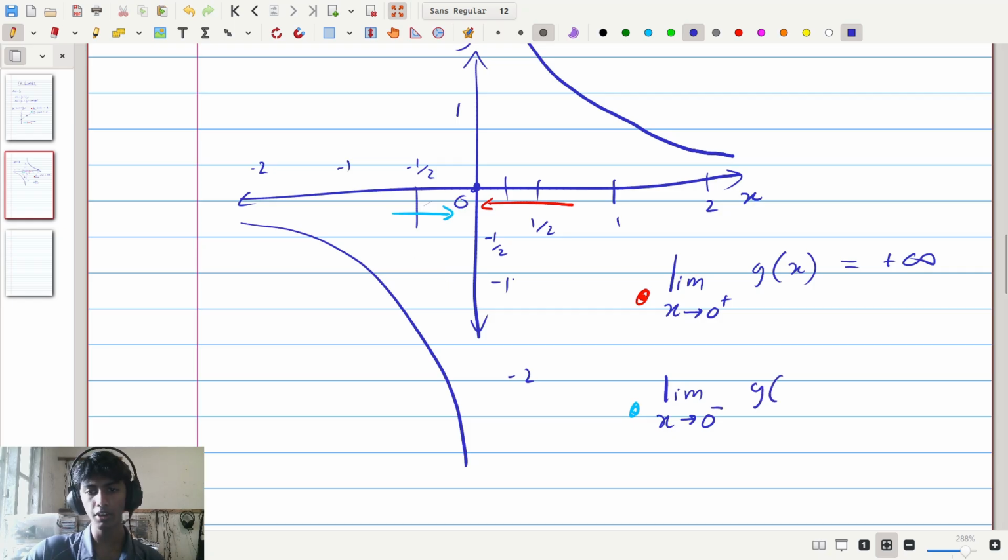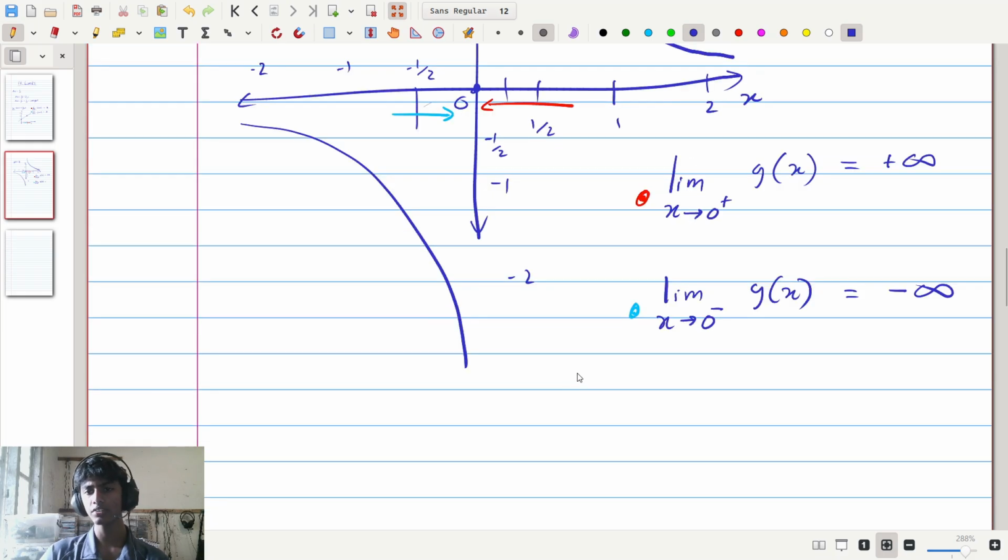We are interested in the function g(x), and if we look at the graph, we can see as we get values that are closer and closer to 0 from the left hand side, we can get bigger and bigger negative values. So therefore the limit as x approaches 0 from the negative direction of g(x) is going to be negative infinity.